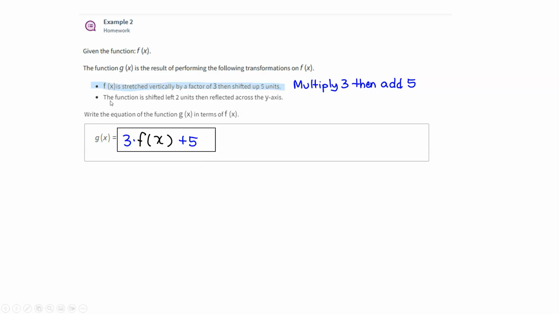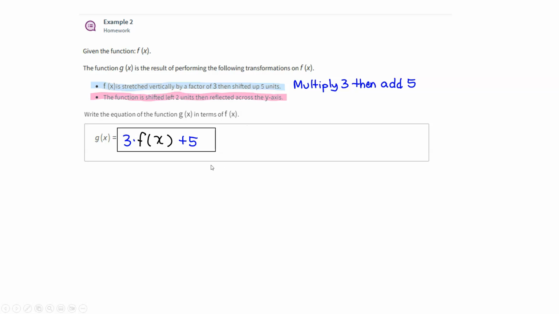So now for both of these, the function is shifted left 2 units, then reflected across the y-axis. These are horizontal transformations, and we've done one in the previous example where there was only one. Now there's two. And that complicates things a little bit because first notice that it's shifting left 2 units and then reflecting across the y-axis. That's the order in which the things are going to occur in the transformations.